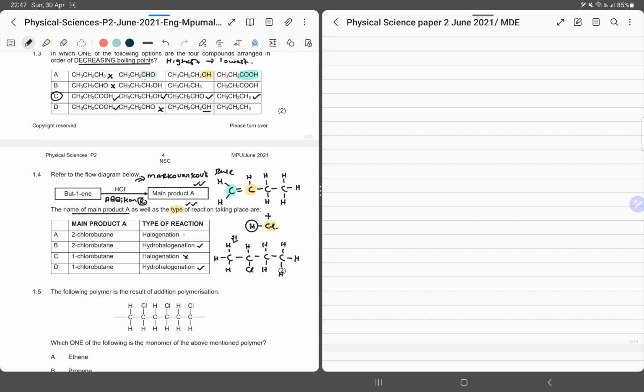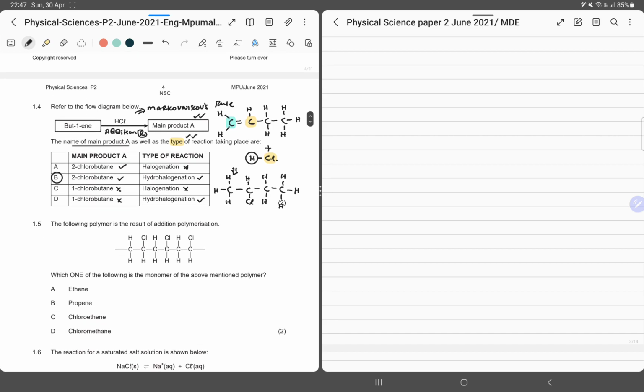So it's not just a halogenation. There's a hydrogen there as well. And then we've already ascertained that this is 2-chlorobutane. So which one ticks all the boxes is option B. These ones are already wrong. Okay, so let's move on.